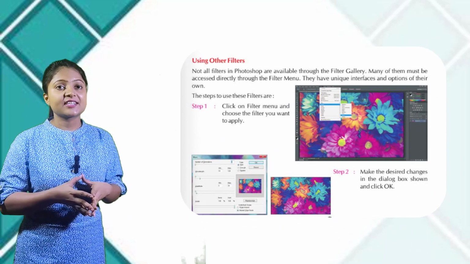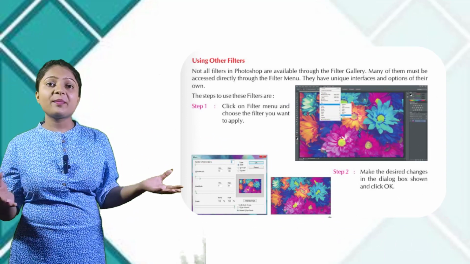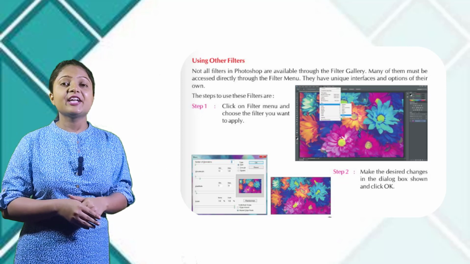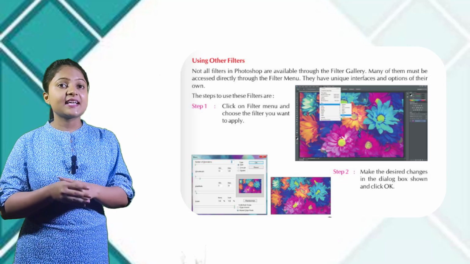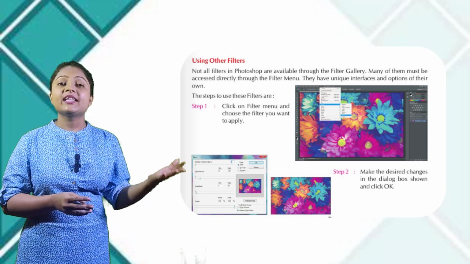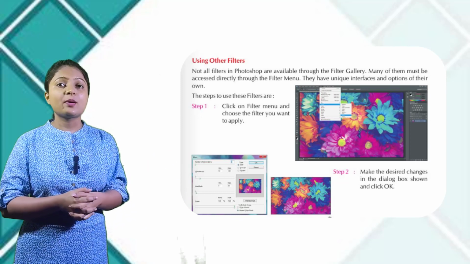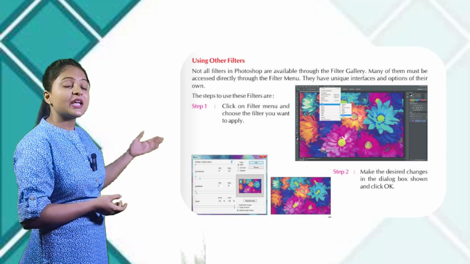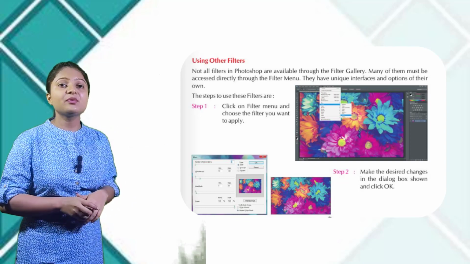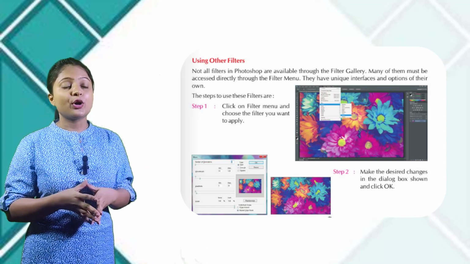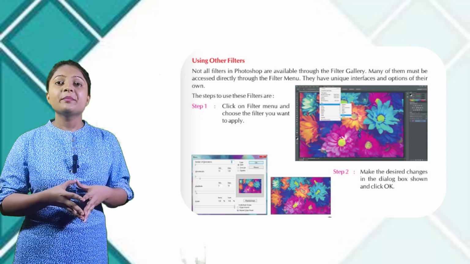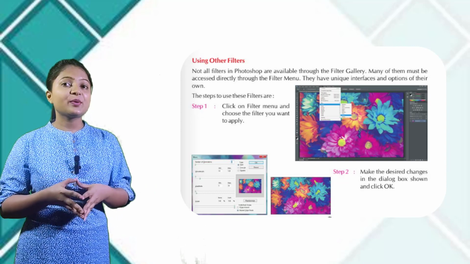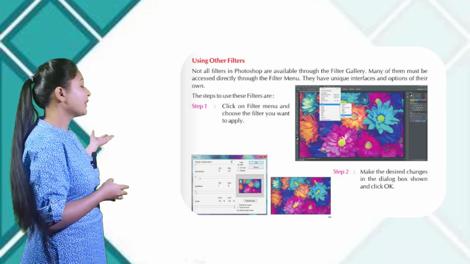Using other filters. Not all filters in Photoshop are available through the Filter Gallery. Many of them must be accessed directly through the Filter menu. They have unique interfaces and options of their own. The steps to use these filters are: Step 1. Click on the Filter menu and choose the filter you want to apply. Step 2. Make the desired changes in the dialog box shown and click OK.